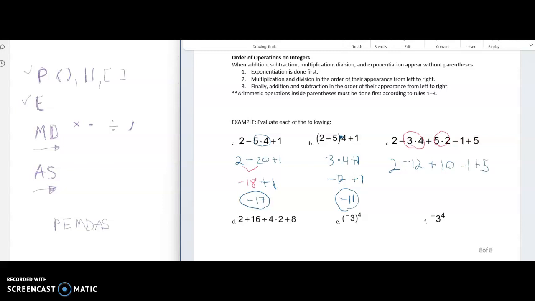Now I just have addition and subtraction left. So I'll do 2 minus 12 is negative 10. So I'll get negative 10 plus 10 minus 1 plus 5. In the next step, I'll have negative 10 plus 10 is 0 minus 1 plus 5. And then finally, I'll just take my minus 1 plus 5. That's like 5 minus 1, or 4. 4 is my final answer for part C.